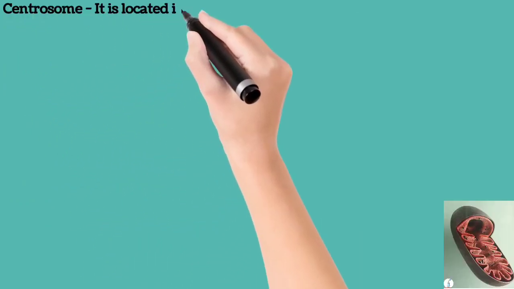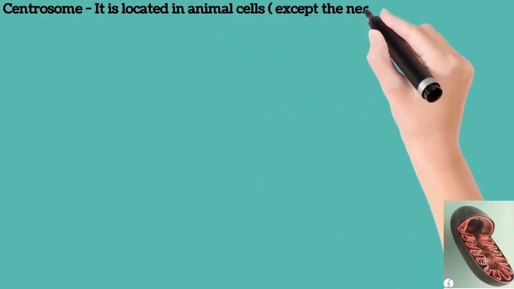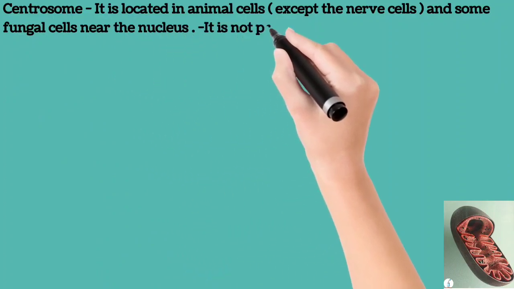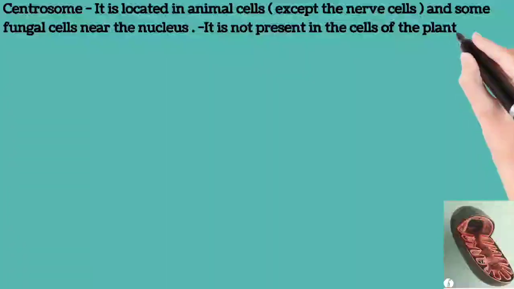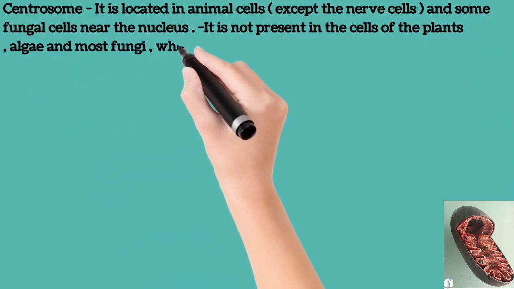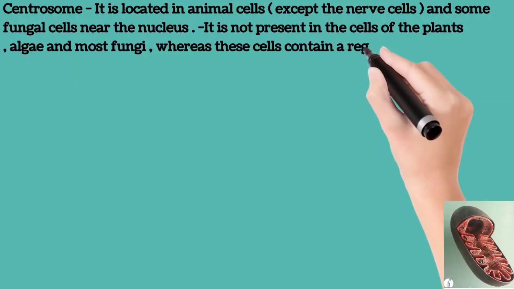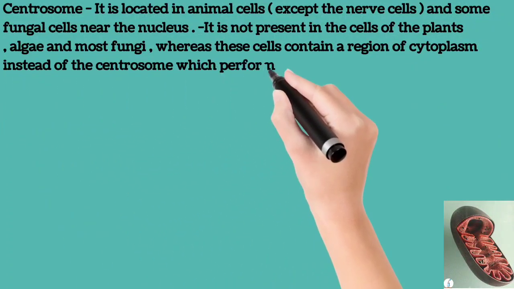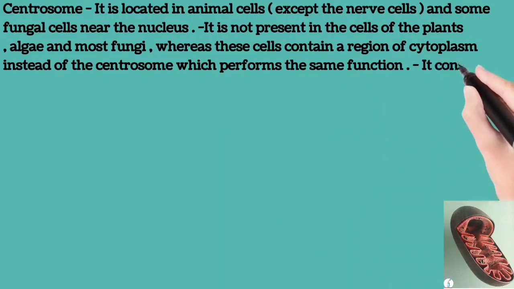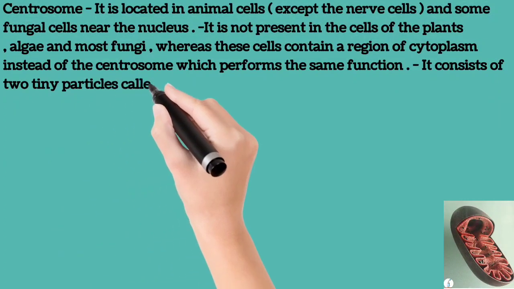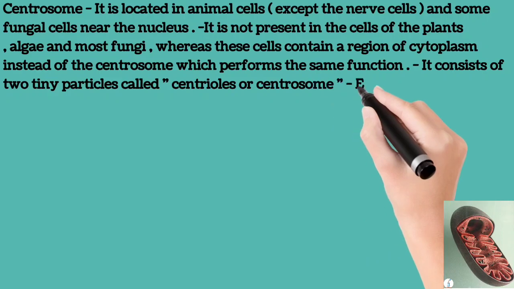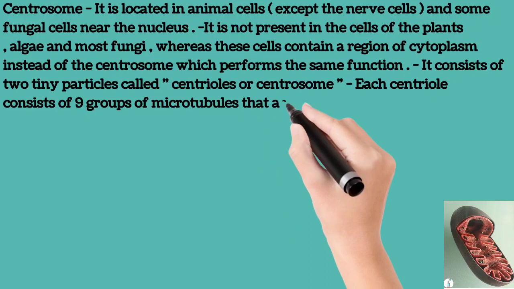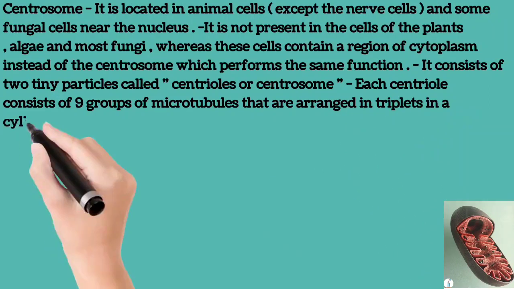Centrosome. It is located in animal cells, except the nerve cells, and some fungal cells, near the nucleus. It is not present in the cells of plants, algae and most fungi, whereas these cells contain a region of cytoplasm instead of the centrosome which performs the same function. It consists of 2 tiny particles called centrioles. Each centriole consists of 9 groups of microtubules that are arranged in triplets in a cylindrical shape.